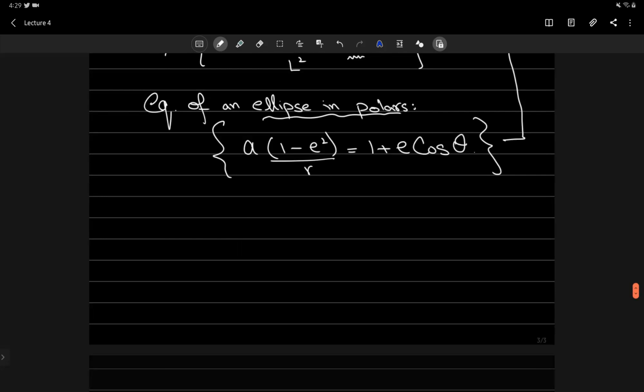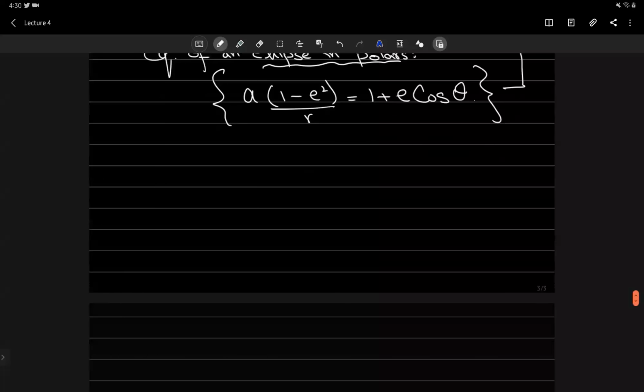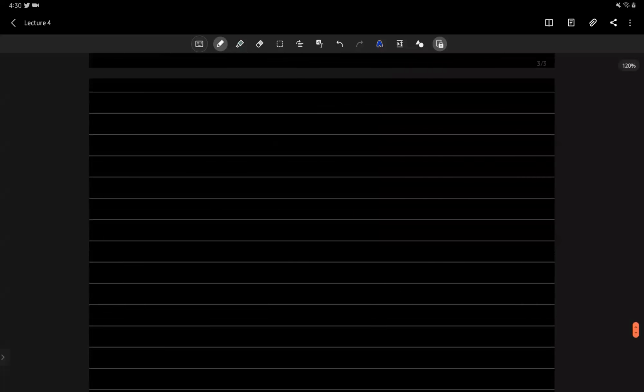you can use Hamilton's equations to prove these things, whatever we do, right? So there are multiple ways. I just like to point that out.